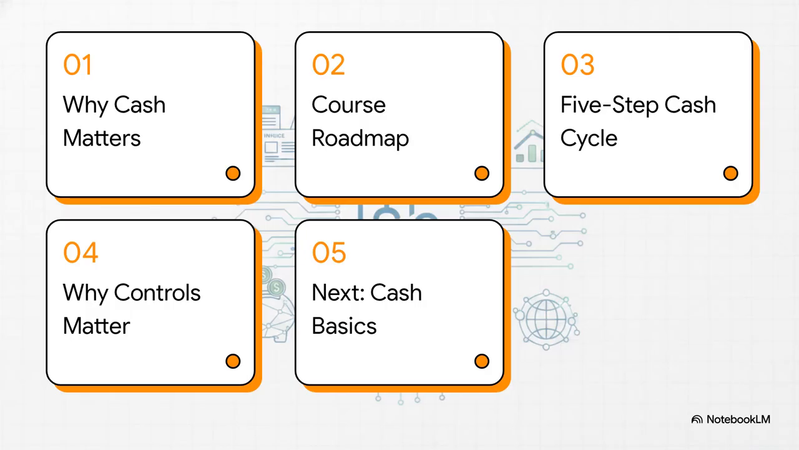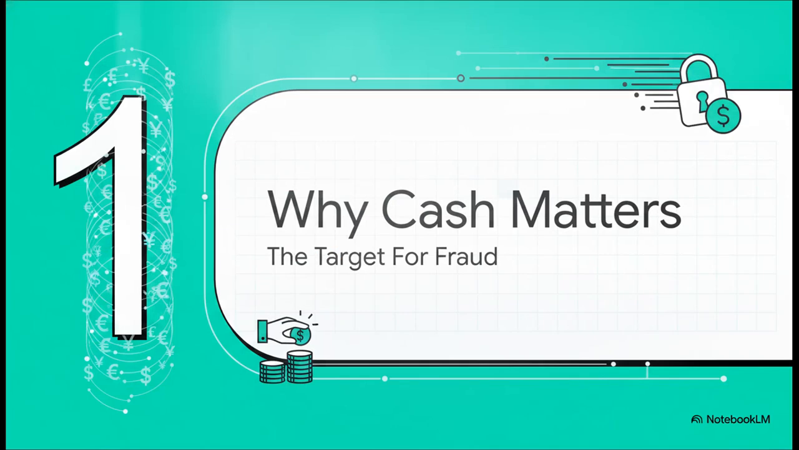Okay, here's our agenda for today. We've got 1. Why cash matters most. 2. Your course roadmap. 3. The 5-step cash cycle. 4. Why controls are critical. And 5. Next step, cash basics.